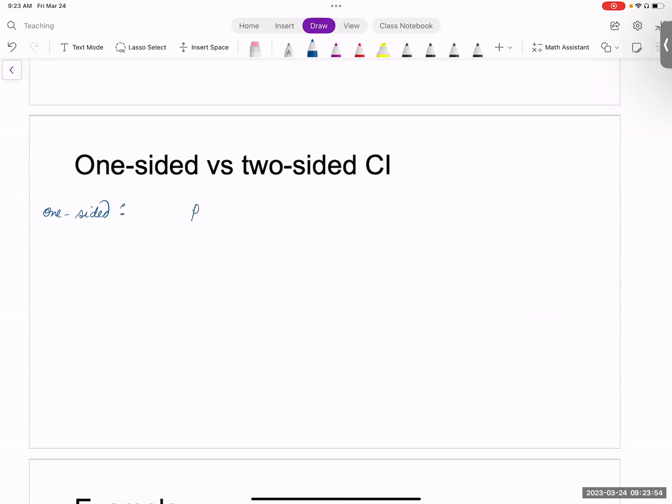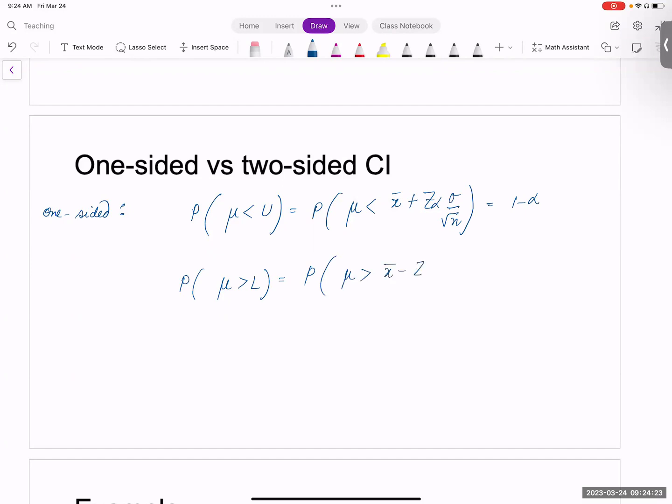Here, you can have two possibilities. The first one is mu is less than the upper confidence limit, which is equal to probability mu is less than x bar plus z alpha sigma divided by square root of n, and then the probability is equal to 1 minus alpha. And you can have a lower limit. You can say mu is greater than L. This is equal to probability mu is greater than x bar minus z alpha sigma over square root of n. This is equal to 1 minus alpha. Right? This is your two-sided and the one-sided confidence interval.